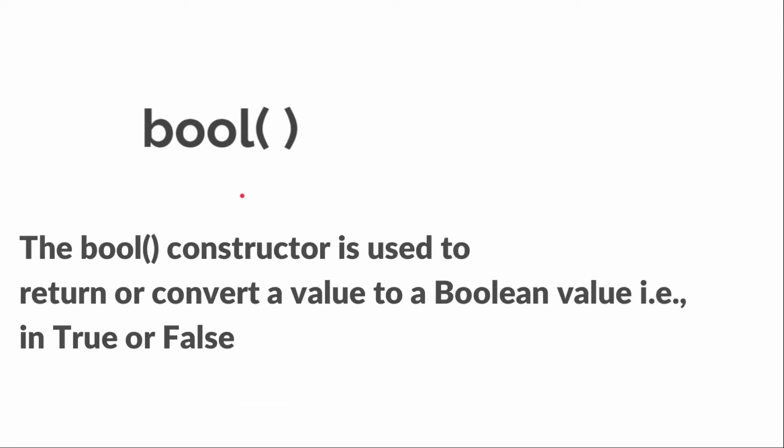The bool constructor is used to return or convert a value to a boolean value, that is true or false. The boolean constructor in general takes only one parameter. If no parameter is passed, then by default it returns false. So passing a parameter is optional.